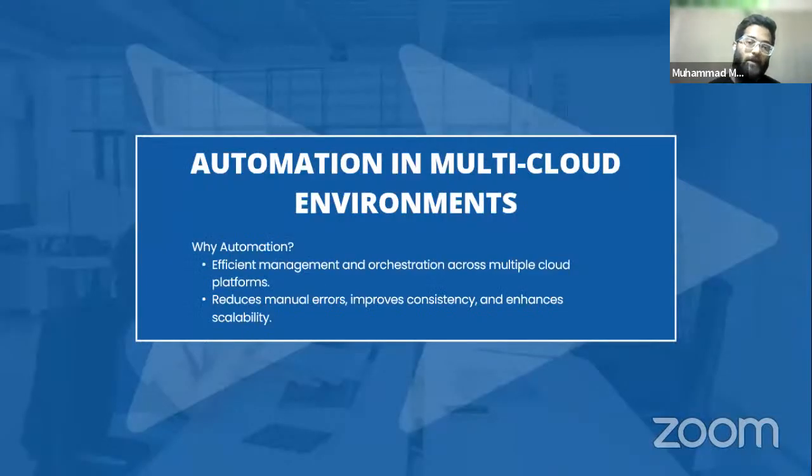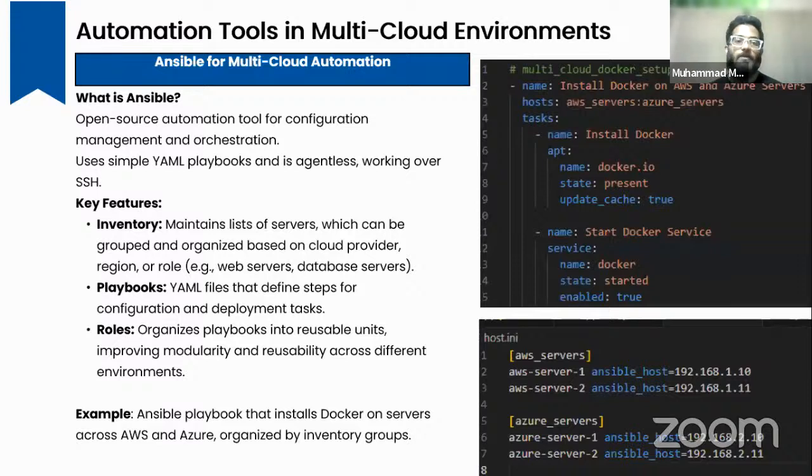So, automation in multi-cloud environments: why is automation necessary? Because it provides efficient management and orchestration across multiple cloud platforms. It reduces manual errors, improves consistency, and enhances scalability. Now the tools we are using and discussing in our presentation. Number one is Ansible for multi-cloud automation.